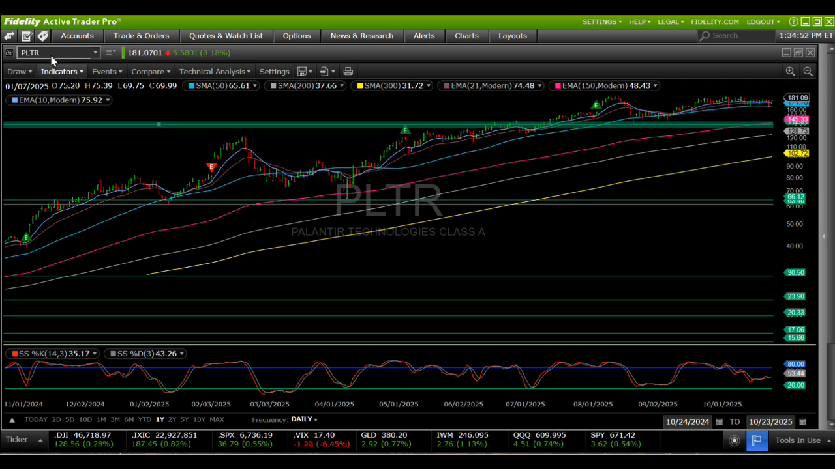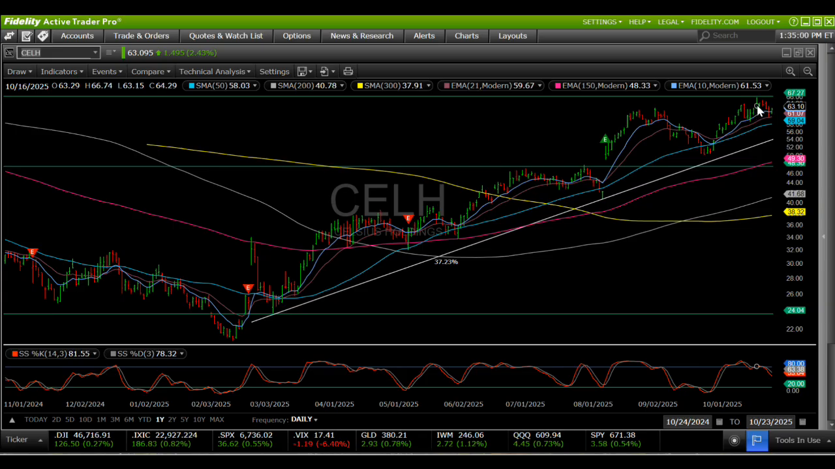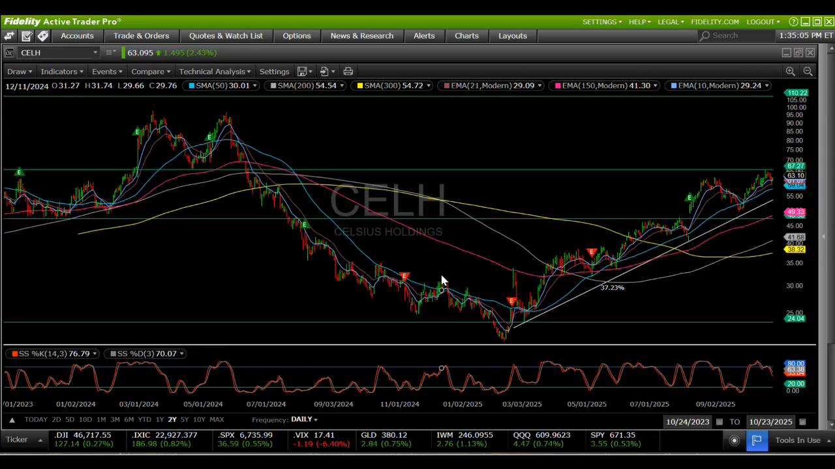Celsius, I'm talking about this one. You're buying this in the 30s. So we got all the way up to 66.74. Nice run here with Celsius. And like I said, we should get up to 90, close to $100 here if we can retest these former highs with this cup formation.